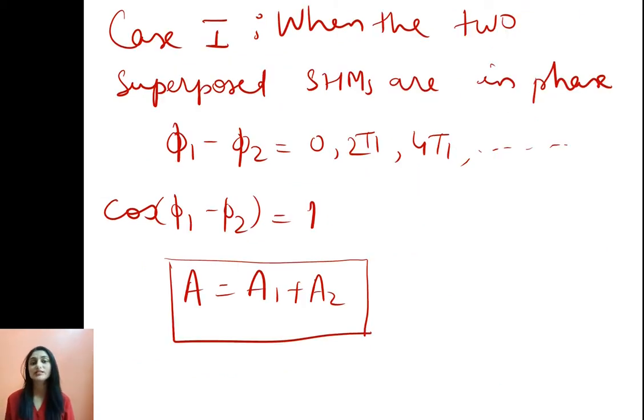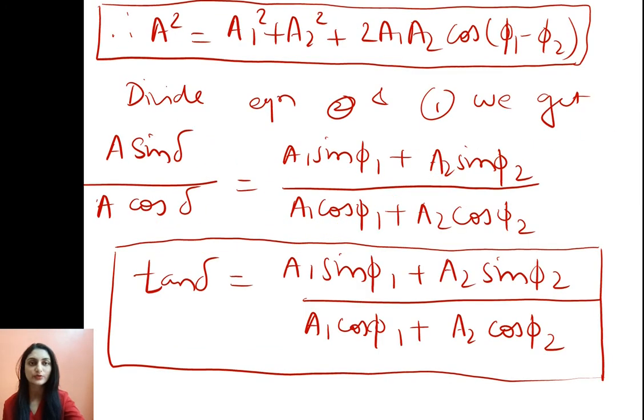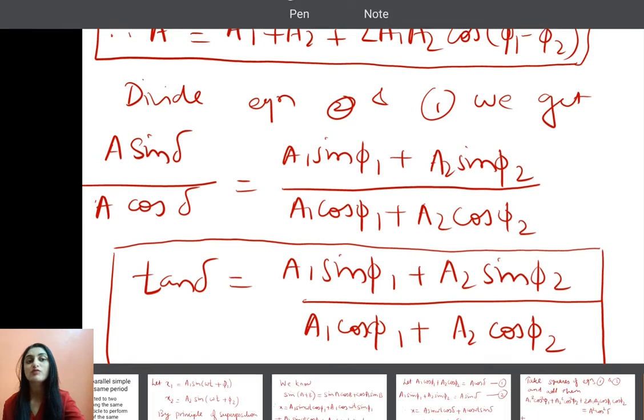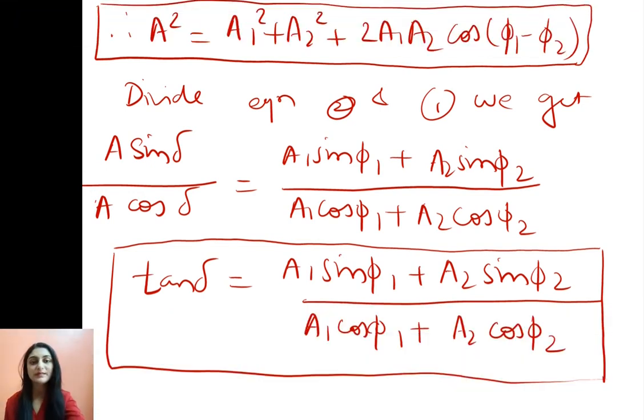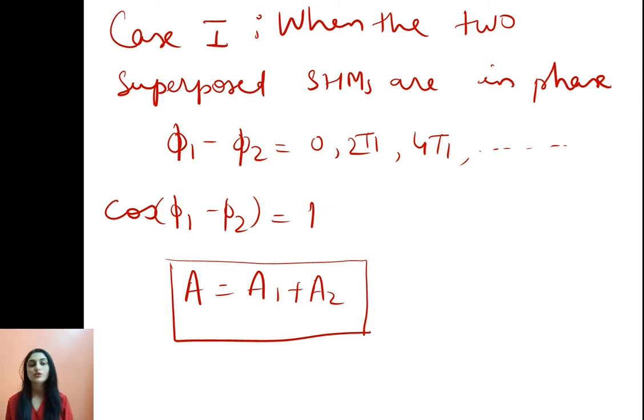Now let us consider the special cases. Case first, when the two superposed SHMs are in phase with each other. That means phi 1 minus phi 2 is either 0 or 2 pi or 4 pi and so on. We know that cos 0, cos 2 pi or cos 4 pi is 1. So we will substitute this value in the equation of amplitude: A square equals a1 square plus a2 square plus 2 a1 a2, since cos(phi 1 minus phi 2) is 1. That means it is nothing but (a1 plus a2) whole square. So if I take the square root, I will get A equals a1 plus a2.